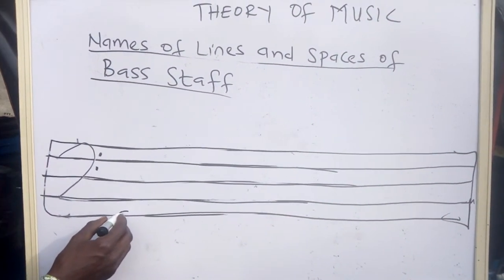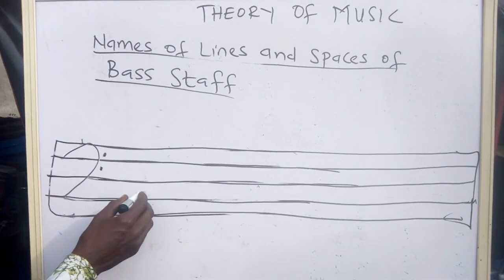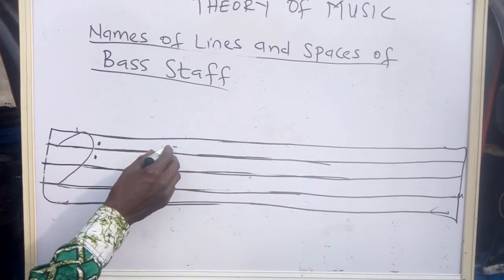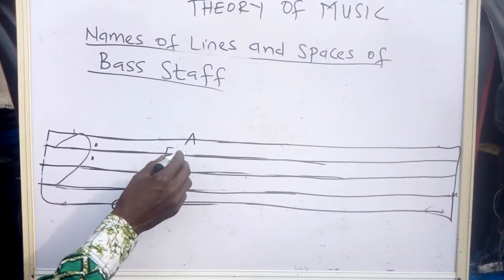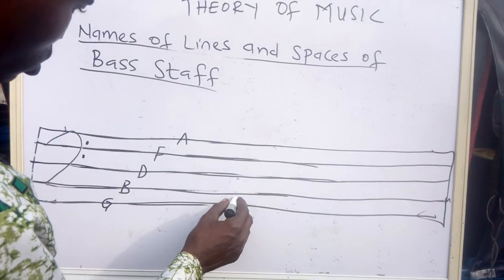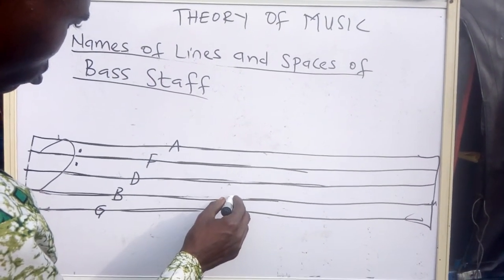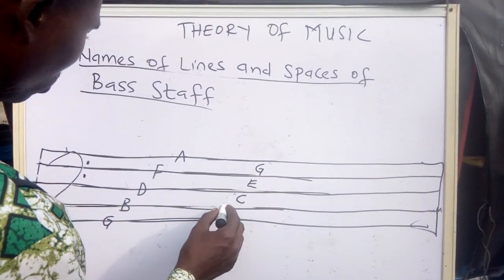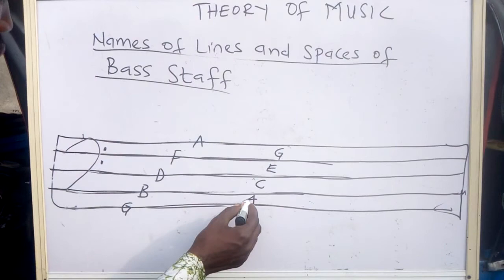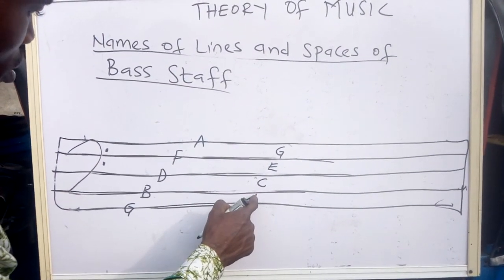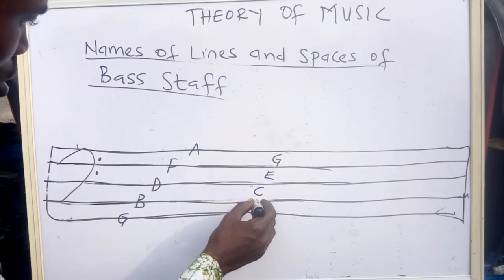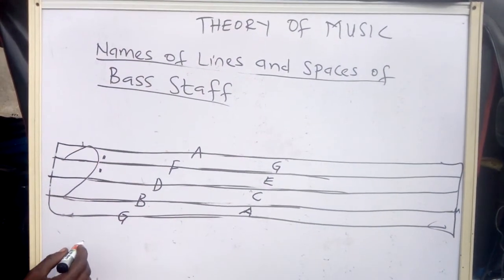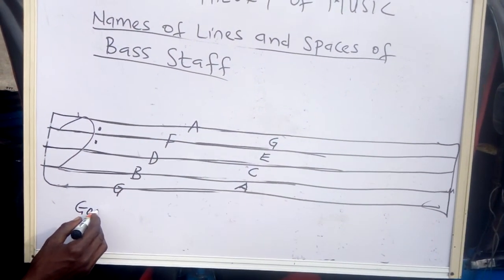The first line from the bottom will have G, B, D, F, A, and then you have the spaces A, C, E, G. A, C, this is your A. Look at it properly, this is your A. A, C, E, G.